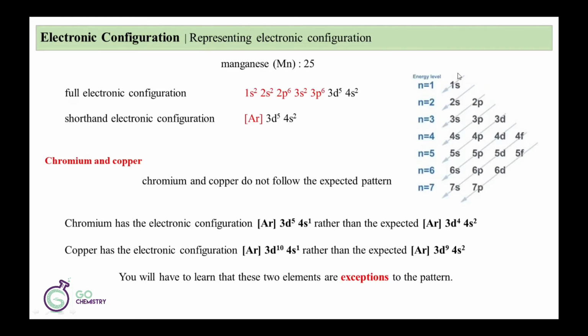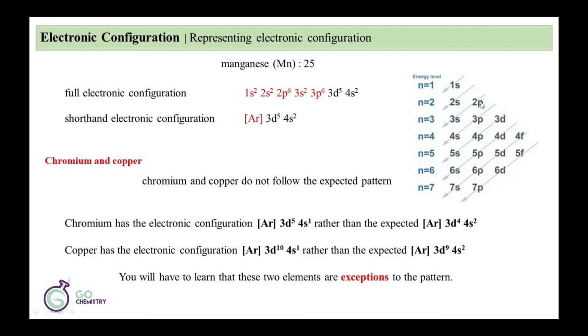This is a simple way to remember how to fill the energy levels or how to write the electronic configuration. For example, for the element manganese, which contains 25 protons, or let's say 25 electrons, its electronic configuration will be as follows. We'll start by filling 1s2, followed by 2s2, because the s orbitals can hold a maximum of 2 electrons. So 1s2, 2s2. Now we pass to 2p.